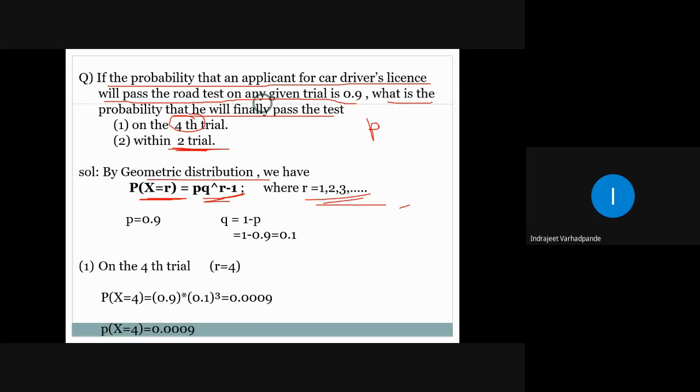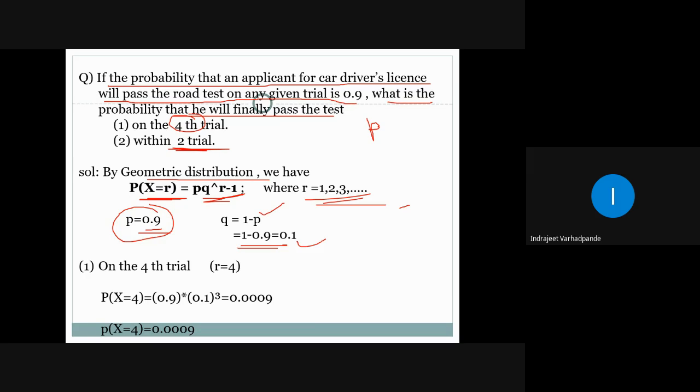So this can be termed as a continuous random variable or discrete. It will be countable, and therefore we call it an example of the geometric distribution applicable for a discrete random variable. So the probability of passing the test, that is success, is p, which is 0.9. Q is equal to 1 minus p, which is failure, which is 1 minus 0.9, and it is 0.1.